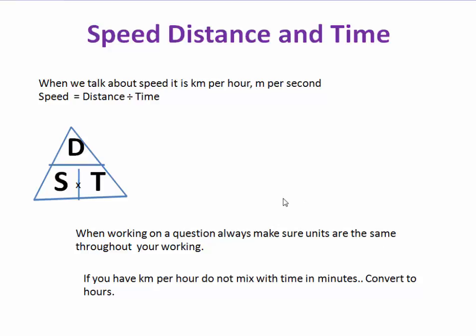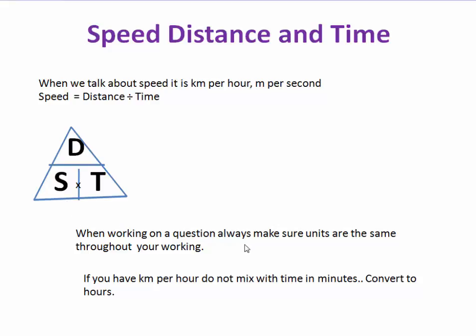When we talk about speed, we usually say it's in kilometers per hour or meters per second, and a way of remembering the formula is this formula triangle. So speed is distance divided by time. Distance is in kilometers, time in hours, so speed is distance divided by time, which gives us kilometers per hour. And then from this formula triangle we can work out that distance is speed times time, and time is distance divided by speed.